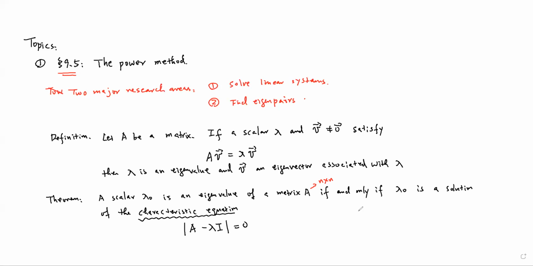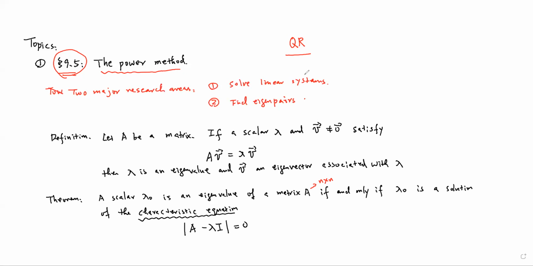Now this section presents two basic methods to find eigenvalues. One is the power method. This method is only for a single eigenvalue, the one that is largest in absolute value. The second method in this section is called the QR factorization method. This method finds all the eigenvalues of the matrix A simultaneously. These two methods are covered in this section.